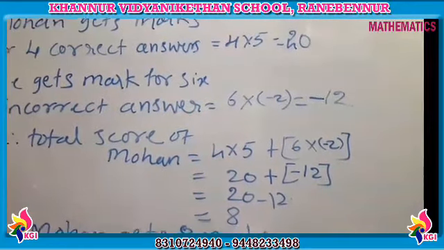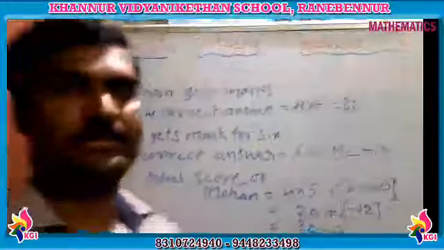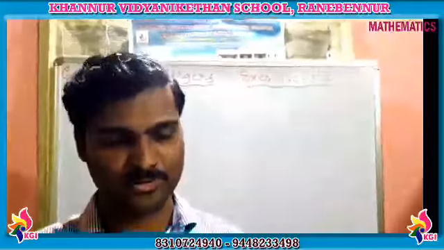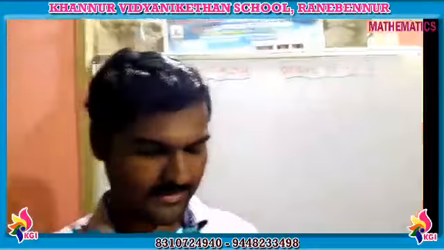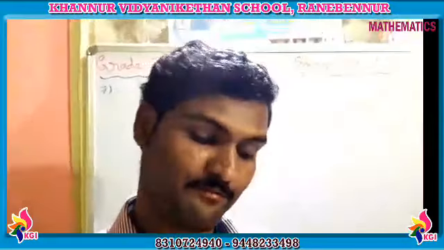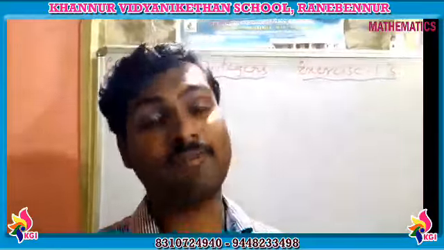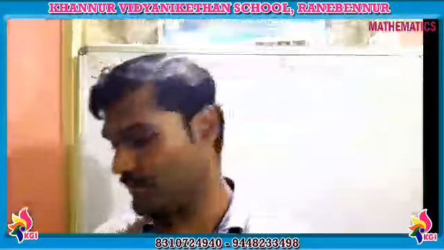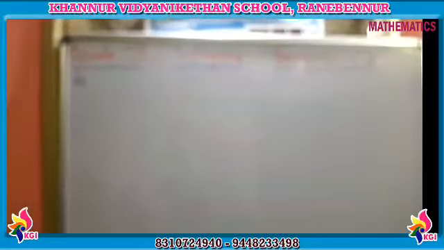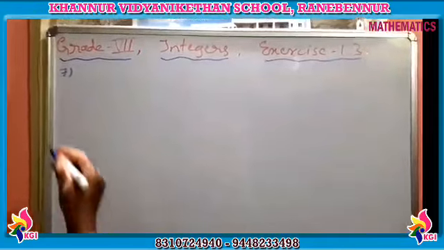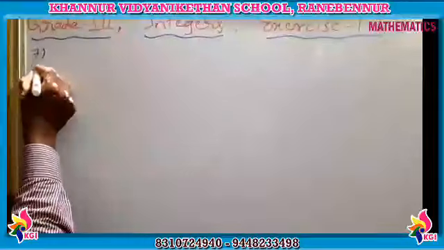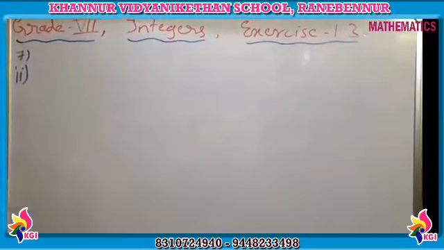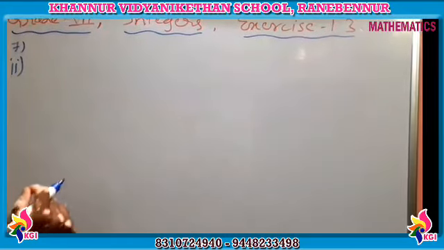Like this we have to go for the second one now. Now we can go for the second problem. Reshma gets 5 correct answers and 5 incorrect answers. What is her score? So here Mohan was different, he was given different answers. Now here is Reshma. Reshma has got 5 correct answers.